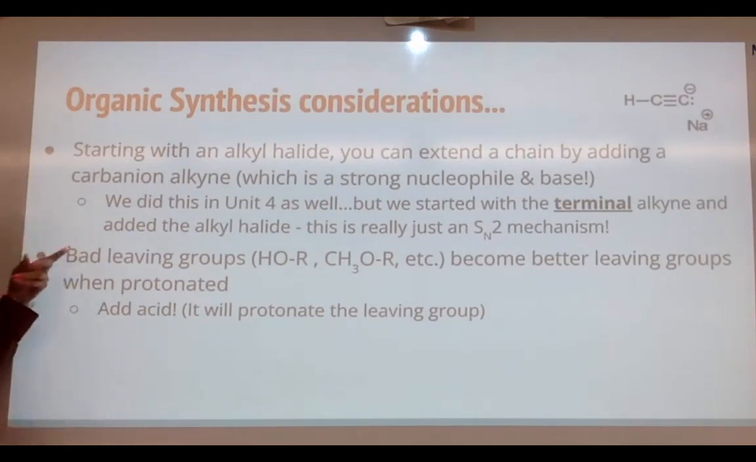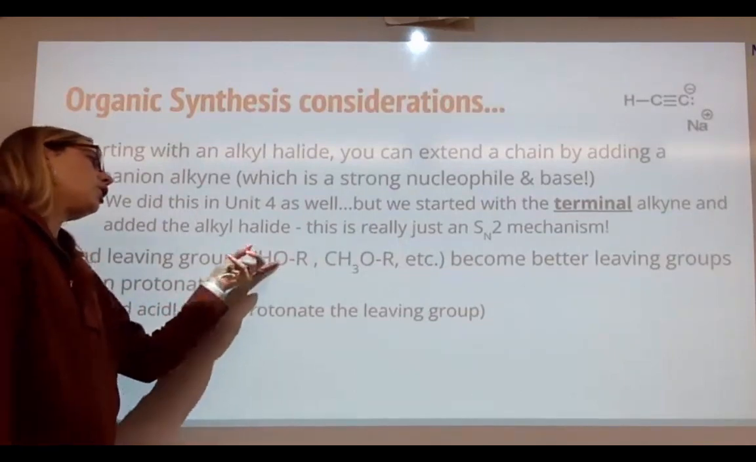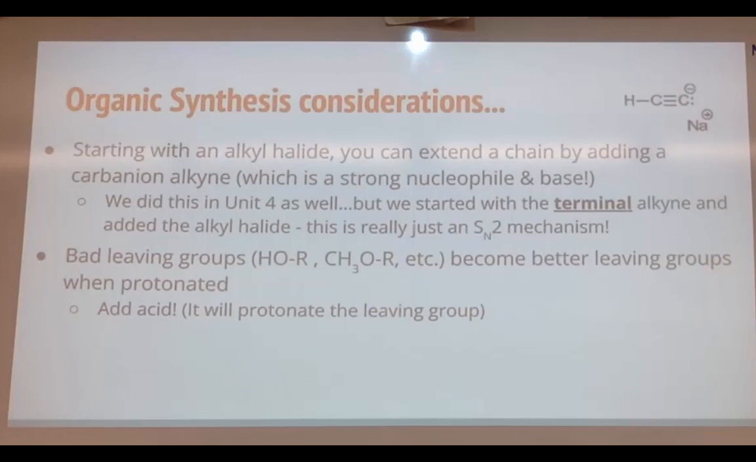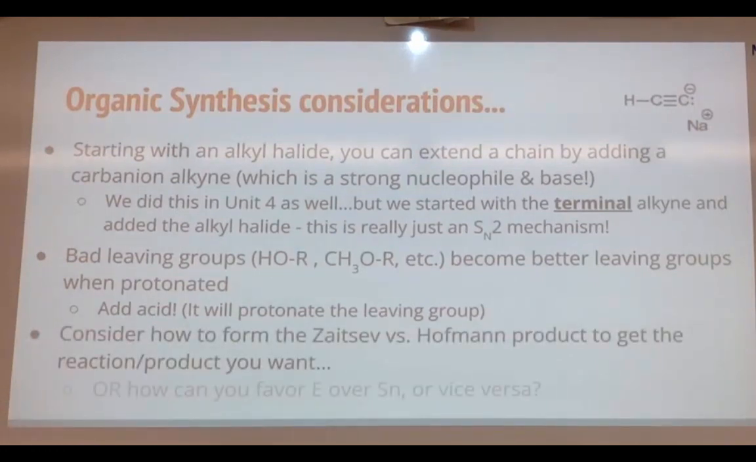And so if we have these bad leaving groups, so we see an OH attached or an OCH3 attached, what we can do is just add an acid. So above the arrow, we just put H+. That protonates the leaving group and makes it easier for it to leave. It makes it a better leaving group. And then the other thing that we want to think about is how do we form the Zaitsev, which is the more substituted alkene, versus the Hofmann, the less substituted alkene, to get the product that you want.